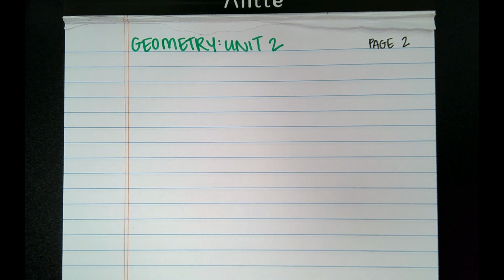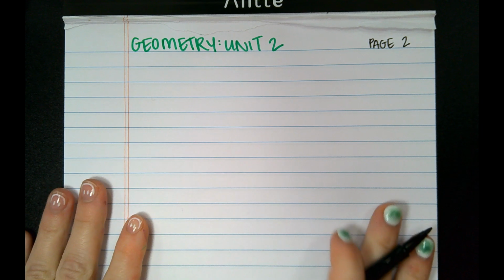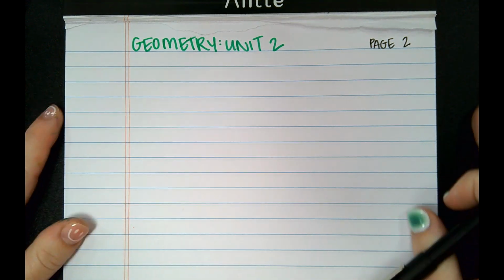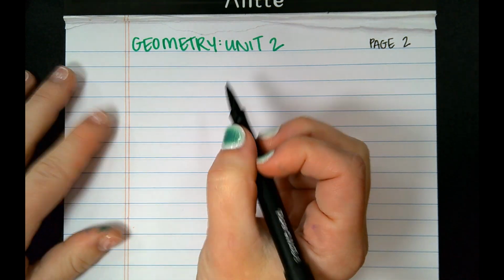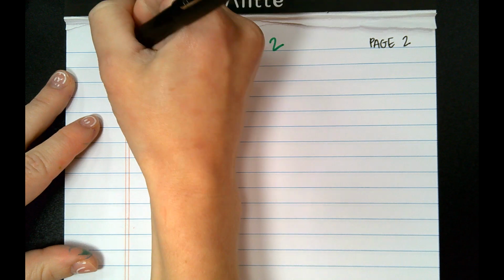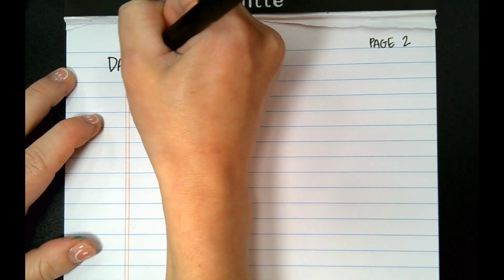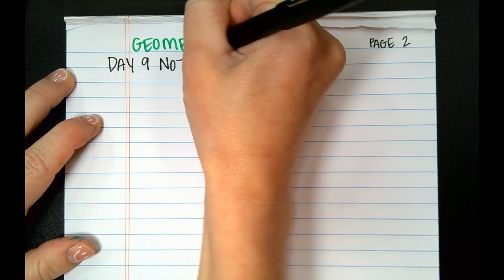So anyway, that's what's to come. Tomorrow we'll probably look at a practice quiz, and it's just going to be over what we've been talking about in Unit 2, triangles. So we'll make sure to do a big review of everything before that. But this is day 9, notes continued.